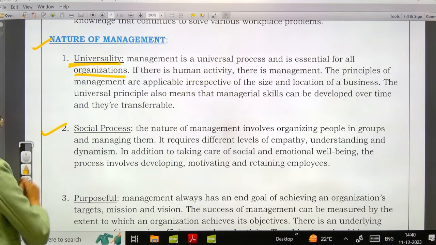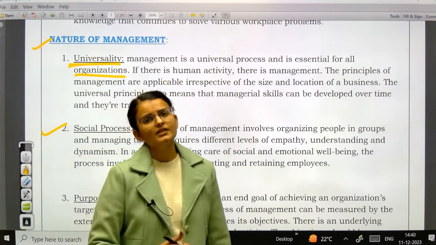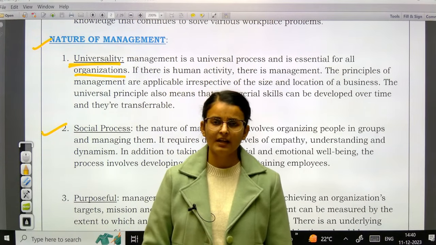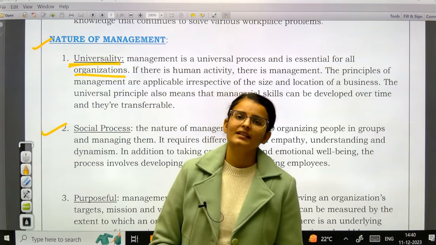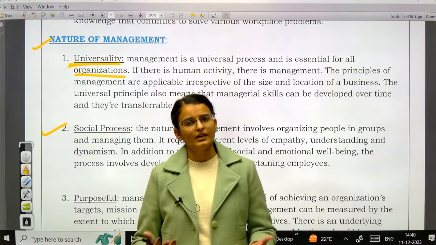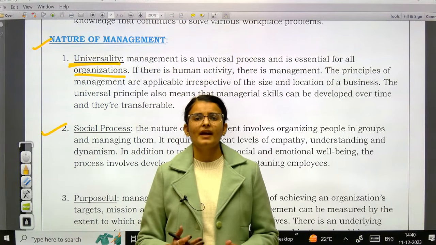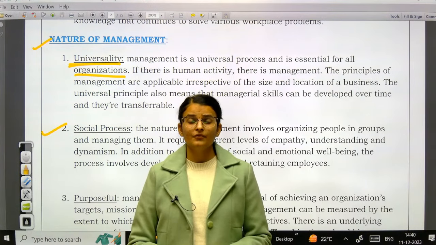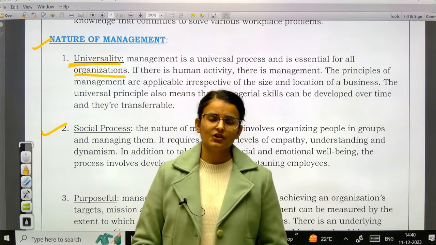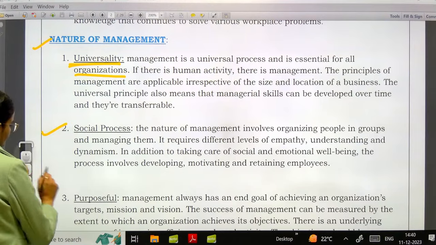Okay. Second is social process. Management is a social process. Why? Because it is not just looking at employees as working machines, but they will also provide guidance. They will also look at the feelings and bonds at the workplace, the relationship between employee and boss, between manager and employee, the relationship of an employee with another employee, and what the overall culture of the organization is. That's why it is a social process also.